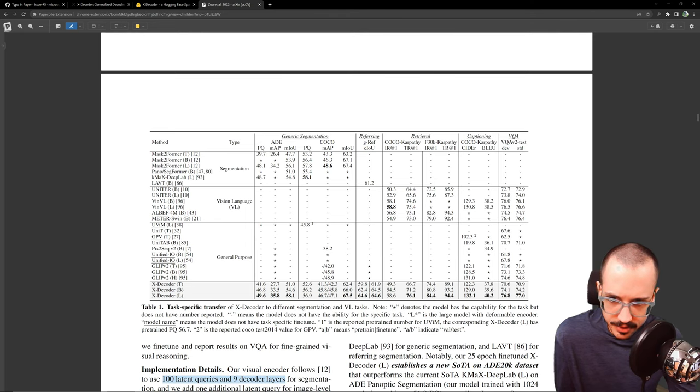Alright, so let's look at this. They have three different sizes here: tiny, big, and then large. The difference in generic segmentation between the small one is like 41 versus 49, so you're roughly getting a 10% improvement in performance. Image retrieval, another 10. Captioning, and then VQA. This is very good though, right? Even their tiny model is doing as good as the previous state of the art here.